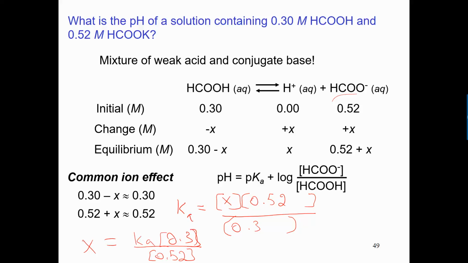Can you explain what you did over there, the common ion effect? Okay, so the reason that we're dropping x here is for the same reasons we would do it with all the other acid equations we're using, where we're just considering x to be insignificant. The change in this would be insignificant, so I can just assume that it rounds back to 0.3 and 0.52.